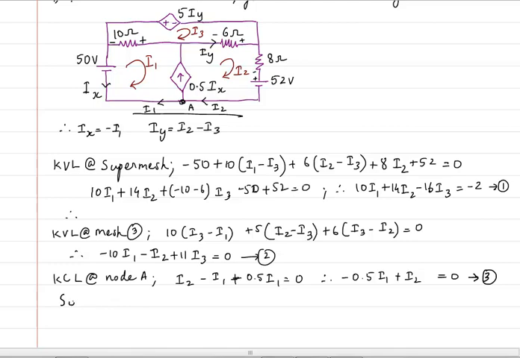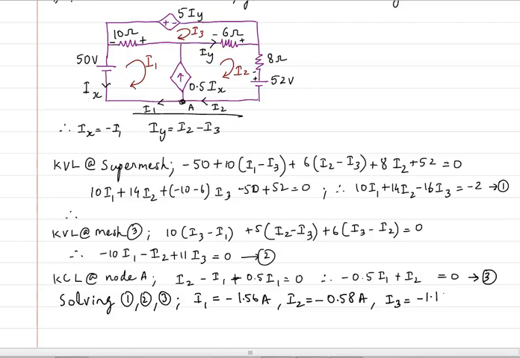Using the calculator, solving equations 1, 2, 3, I will get the I1 value as minus 1.56 amperes, the I2 value as minus 0.58 amperes, and the I3 value as minus 1.11 amperes. And what is the question?